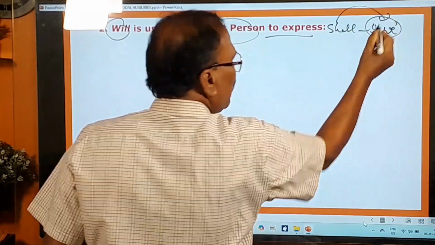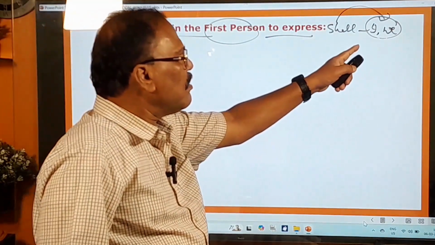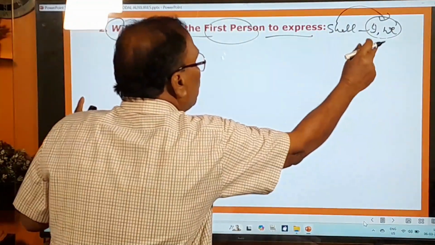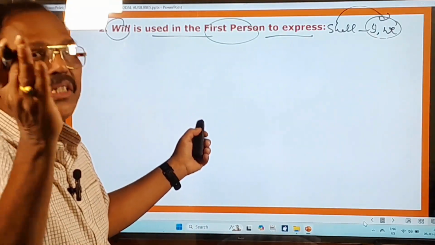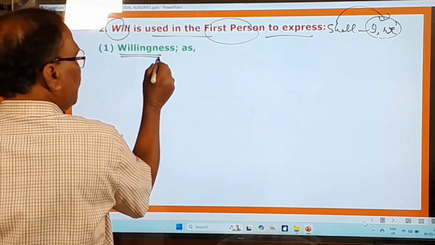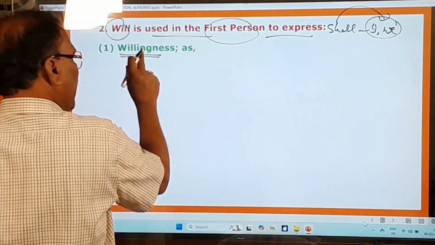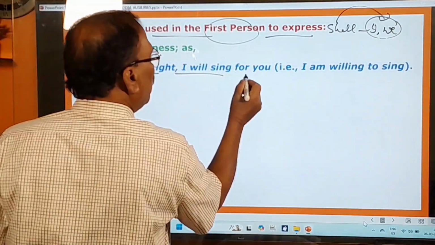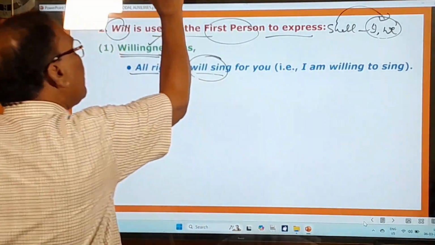It is quite natural. It is normal. As a rule, this shall is used with the first person singular and plural. But whenever this will is used with the first person singular and plural, then what happens? Then this will conveys a different meaning. What is that meaning? Let us learn here. It indicates willingness. Whenever you use will with the first persons, then it indicates willingness. How? Here it is. All right, I will sing for you. Whenever you use will with I, then it indicates willingness.